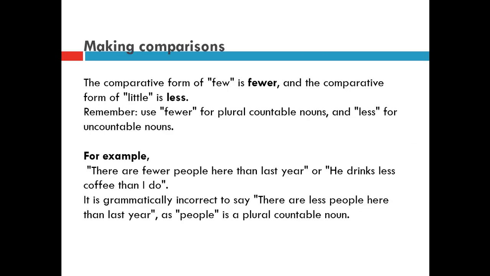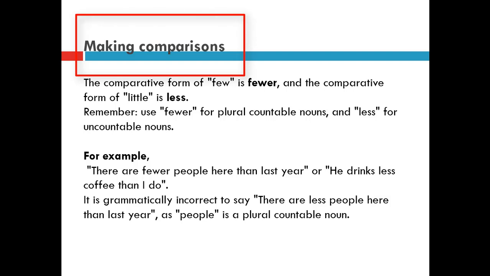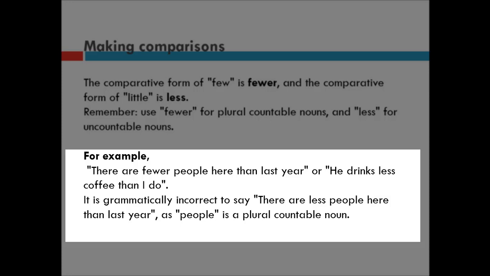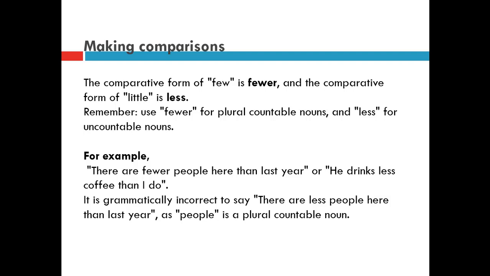And when you are trying to make a comparison, in the sense that you are using the word few, you can say fewer, but with little you can use the word less. For example, there are fewer people here than last year, or you say he drinks less coffee than I do. It is grammatically incorrect to say there are less people here than last year. People is a plural countable noun. So you'd better say there are fewer, not less, people.